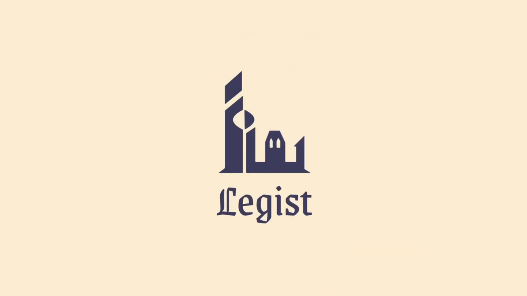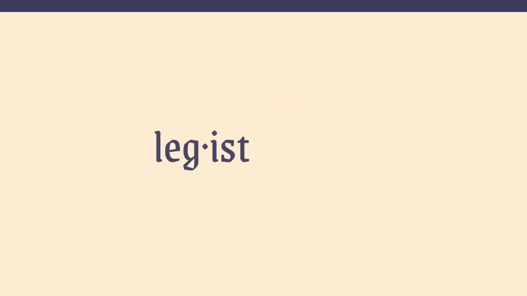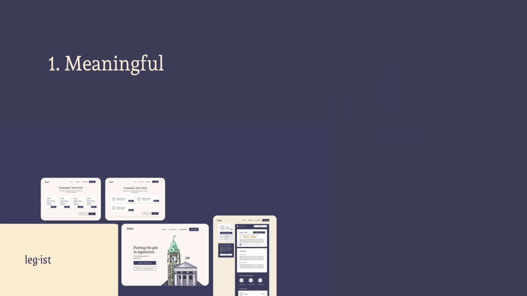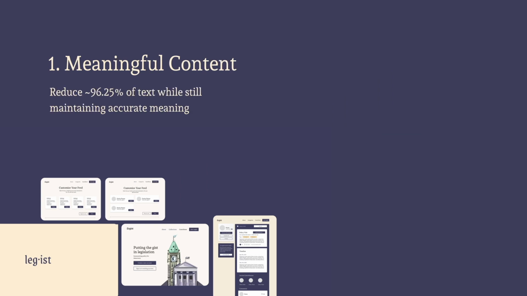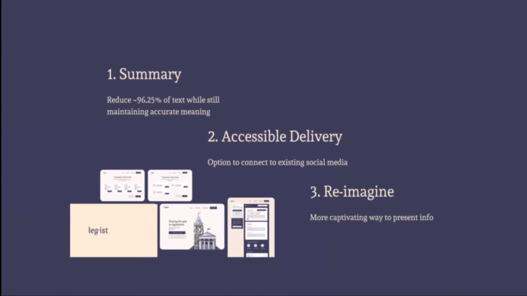Introducing Legist, a portmanteau of the word legislature and the French word for legist. Our approach has two main parts. First, to summarize the important pieces, breaking down 4,000 words to around 150. Secondly, we deliver all this data in a meaningful and accessible way. We link up updates through our custom webhook engine, and we also provide real-time updates on new pieces of government literature and policies in our in-app feed.